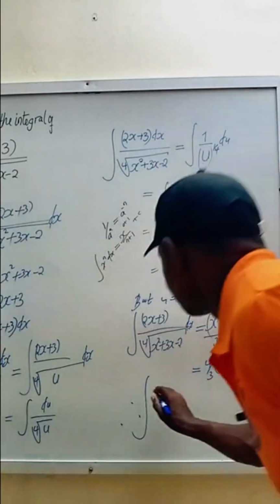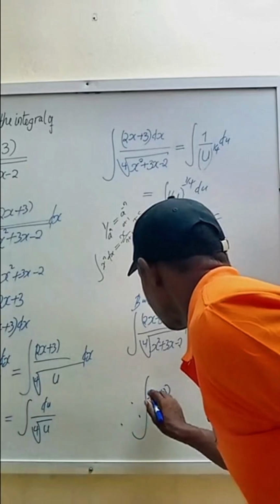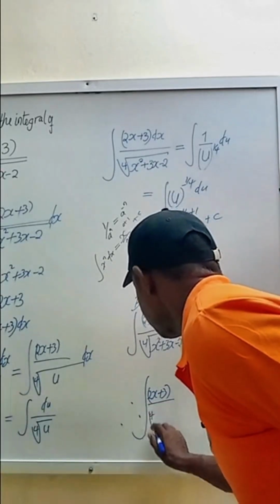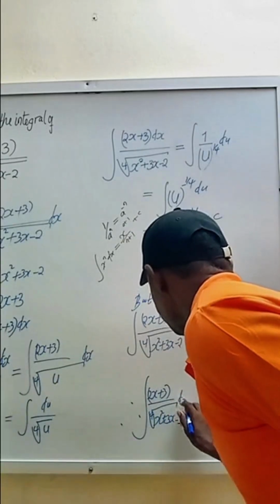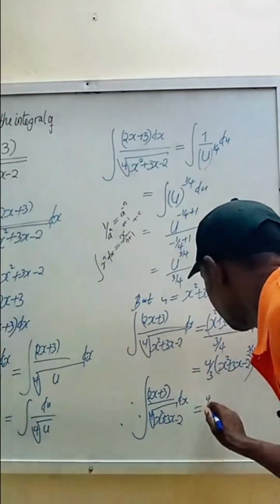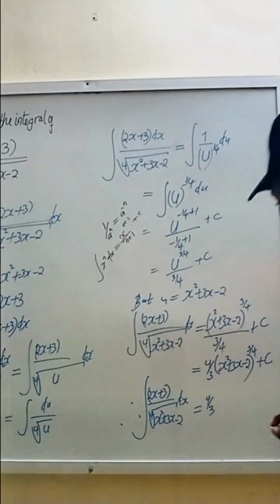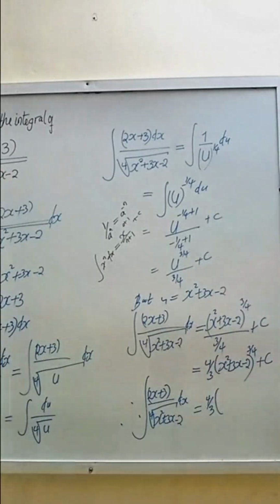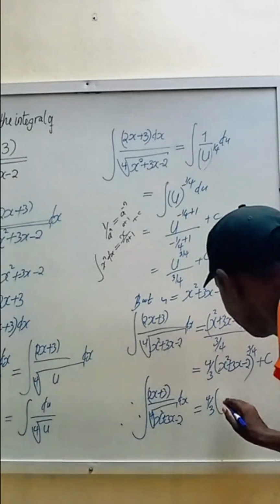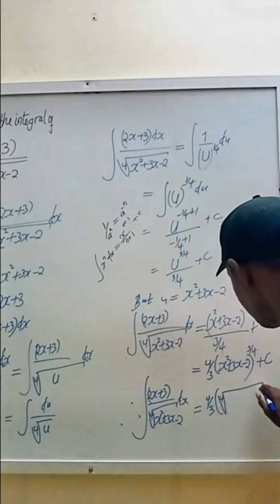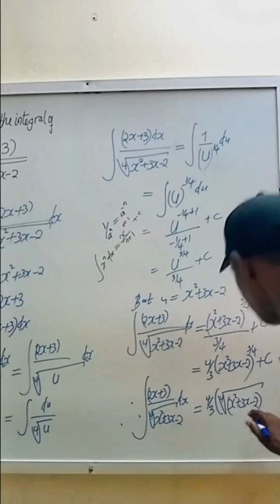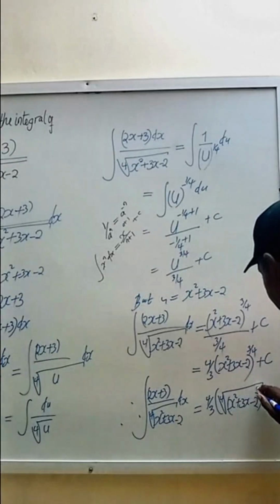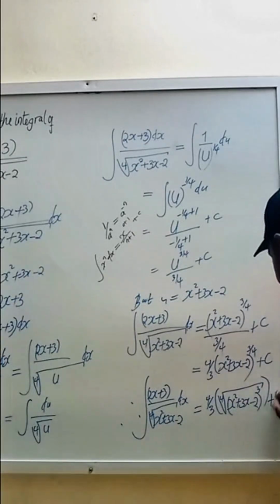Another person will write the same answer in this format: the integration of 2x plus 3 in bracket divided by the fourth root of x squared plus 3x minus 2 with respect to x will be equal to 4 over 3, then in bracket, the fourth root of x squared plus 3x minus 2, raised to the power of 3, like this, then plus the constant, like that. So this would be your answer.